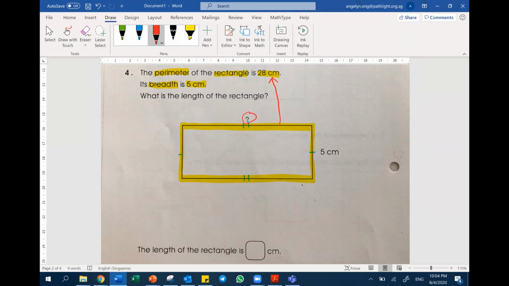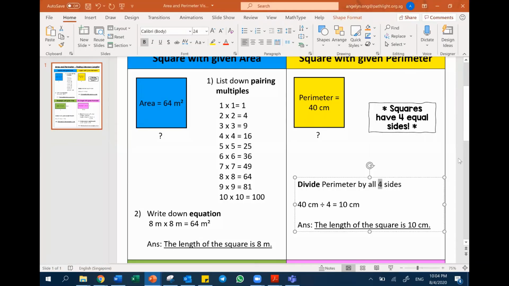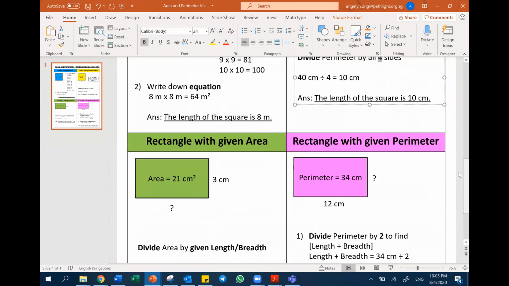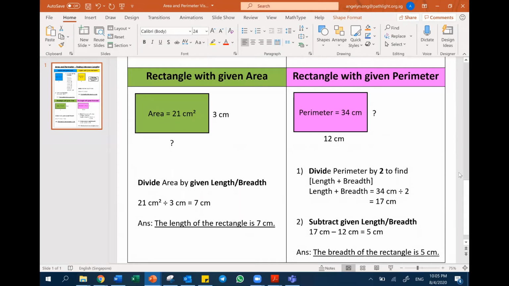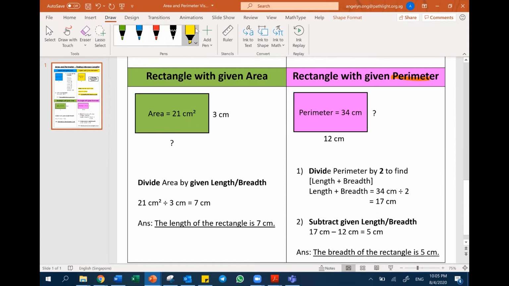Okay. We can go back to our visual from the visuals book. Now we're going to use this pink part because we are talking about rectangles now, and they've given us the perimeter, right? They've told us the perimeter, and we need to find an unknown side. Okay, so the steps are, first divide perimeter by 2. After that, we will subtract what is given, either the length or the breadth. Okay, let's go back to our question.